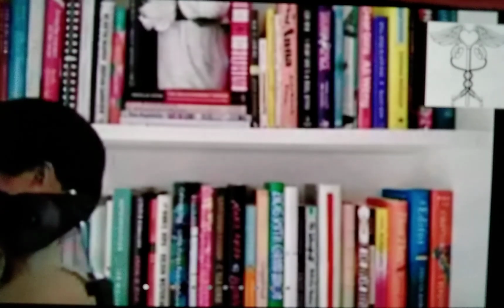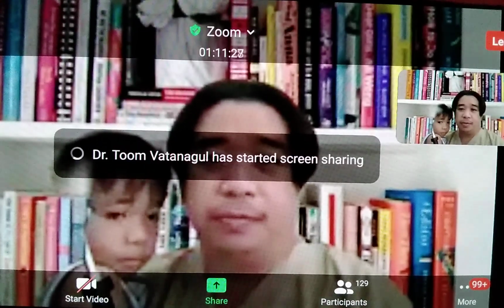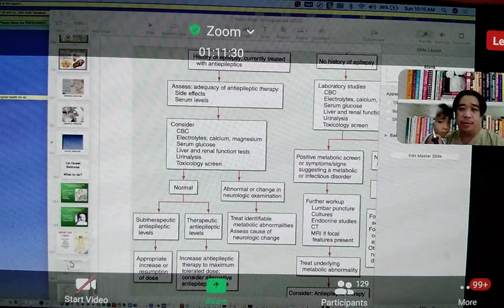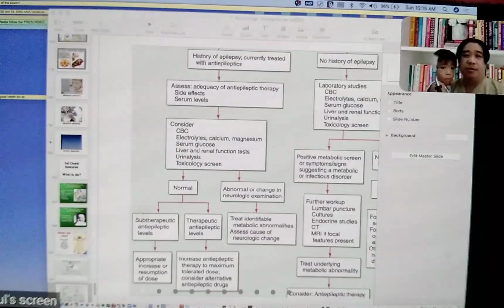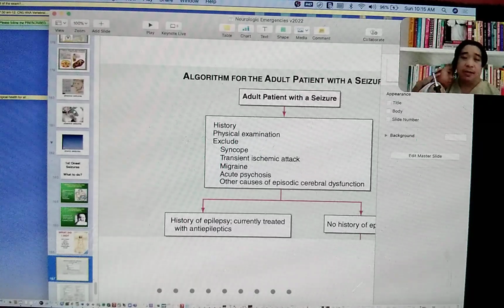Share the slides. Okay, let me go back to the previous slide. Here, do you see the slides now? Okay, see the slides now.